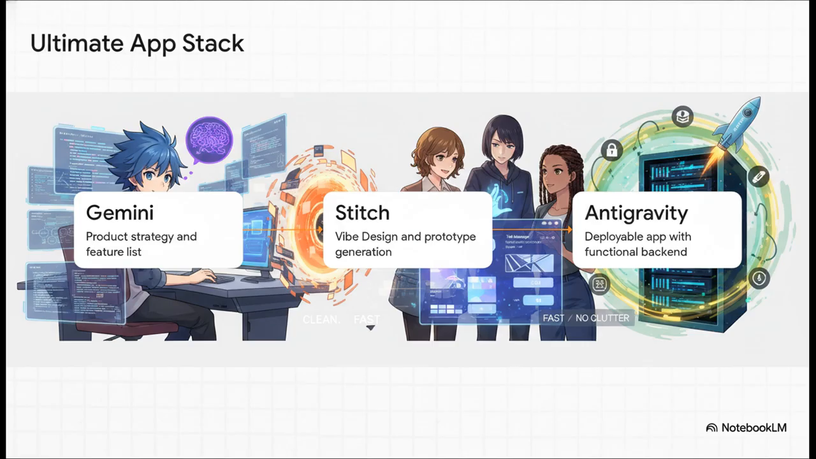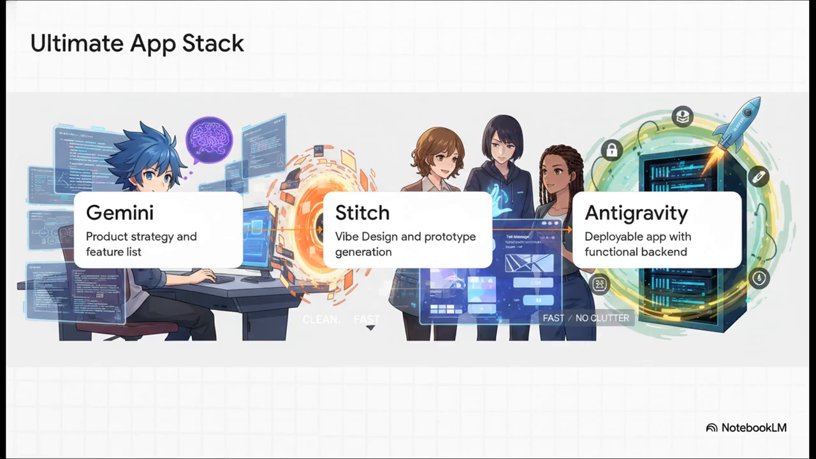Step 1, you use Gemini as your dedicated product strategist. You literally just ask it to generate your comprehensive feature list, user flows, and core use cases. Step 2, you take that perfectly structured list straight into Stitch. You use vibe design to prompt the aesthetic, maybe saying, give me a clean, fast-loading task manager for developers who hate clutter. Stitch processes that, and boom, generates a fully clickable prototype in minutes.